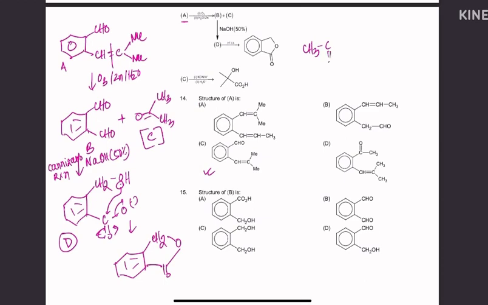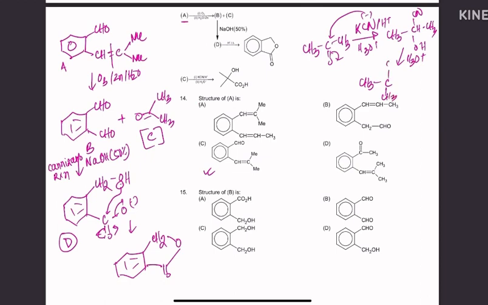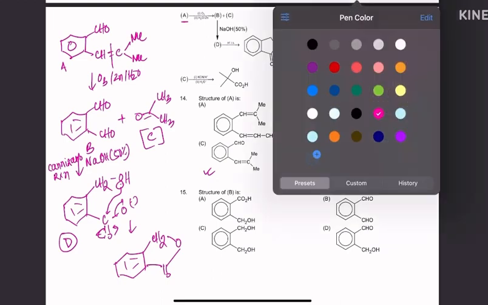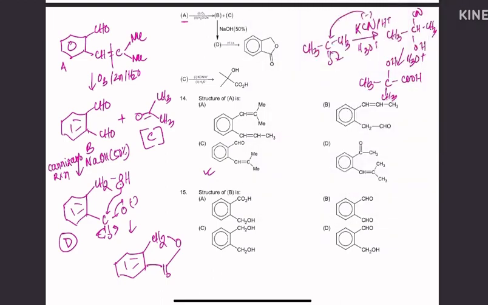I am writing here. And to this C, if you add KCN and H3O plus, the acidic medium, CN minus will attack and it will form CH3C(CH3)(OH)CN. And in H plus medium, H3O plus, it will form CH3C(CH3)(OH)COOH. So yes, this is the correct answer. So the answer will be C.